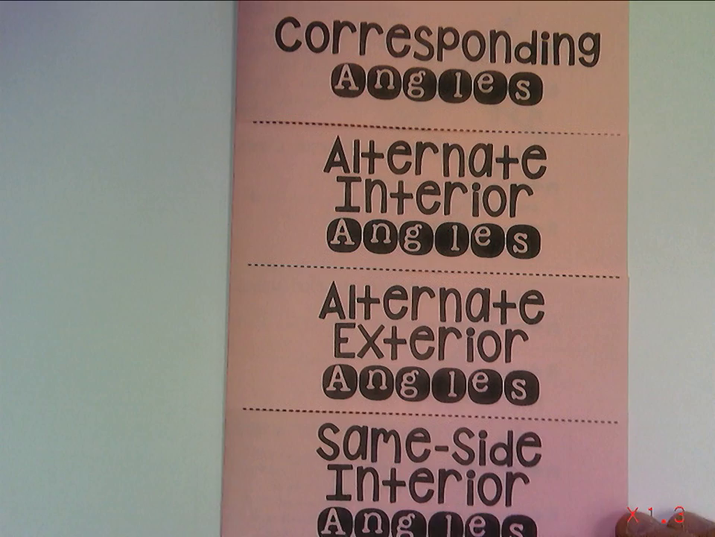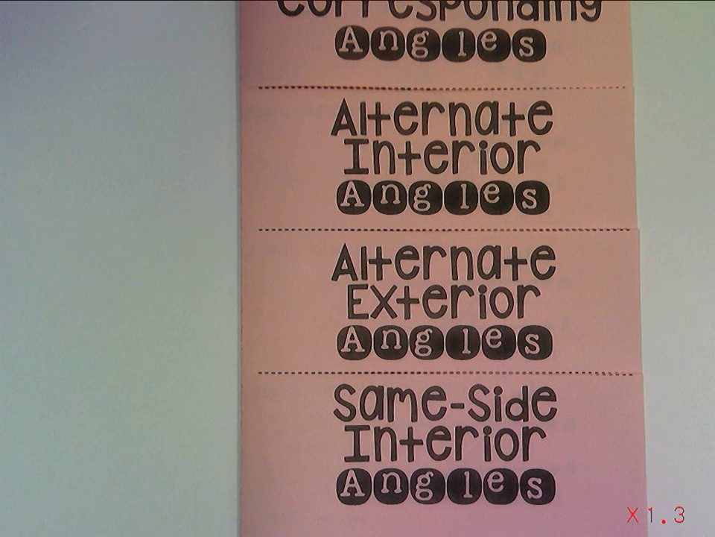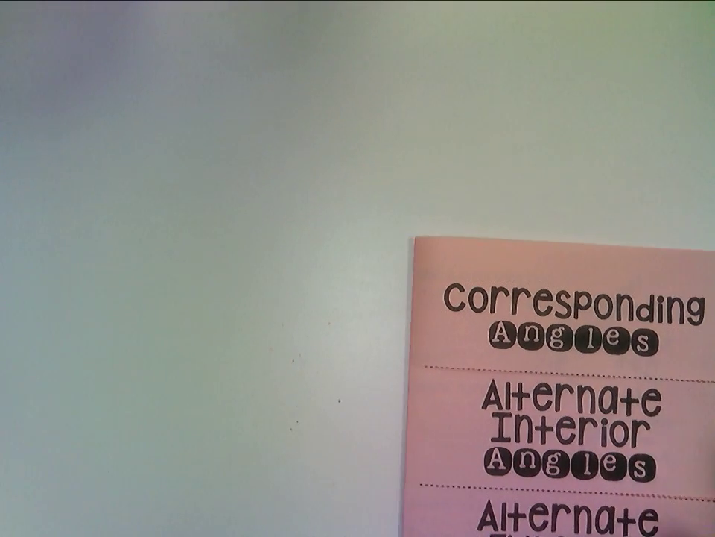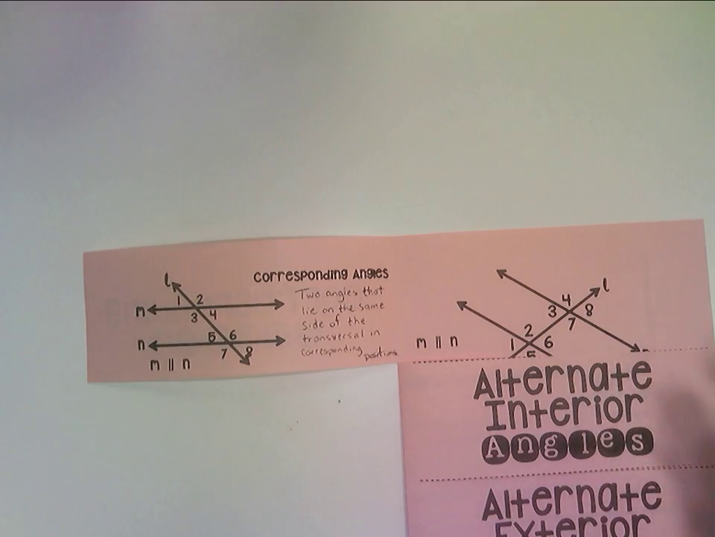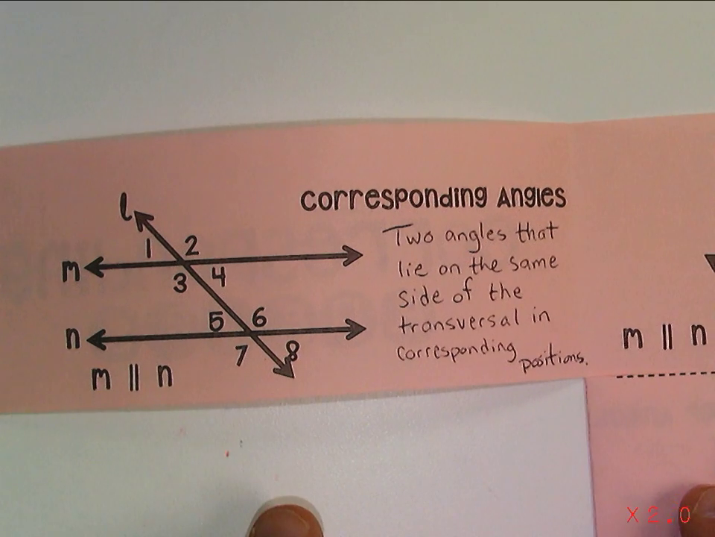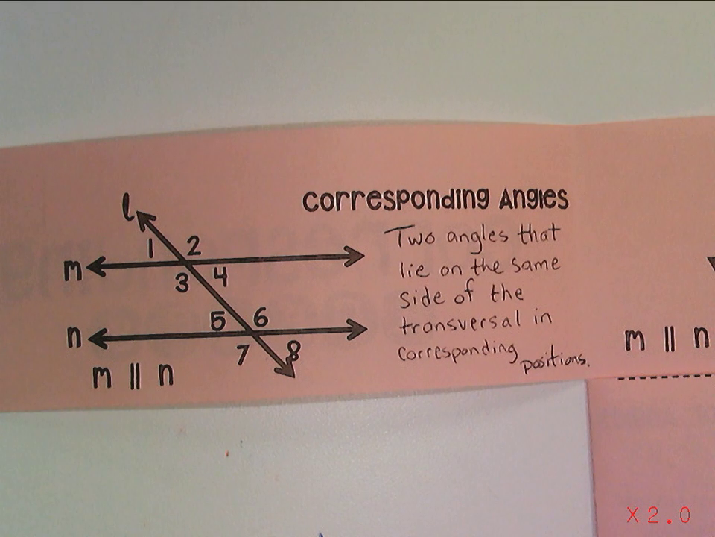So the first foldable I'd like you to have out is the one that focuses on corresponding angles, alternate interior angles, alternate exterior angles, and same side interior angles. So first, what we're going to do is look at some definitions. The first one we'll look at is corresponding angles. Corresponding angles are two angles that lie on the same side of the transversal in corresponding positions. So let's go ahead and identify those.